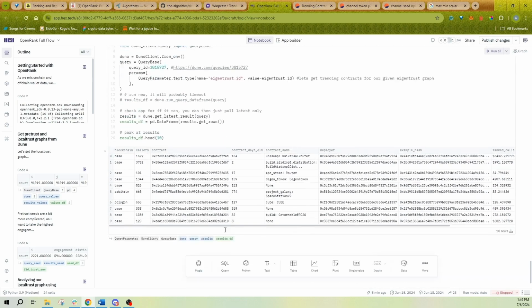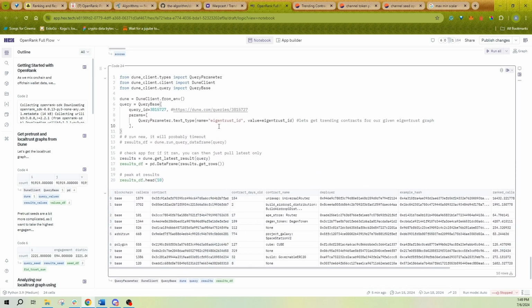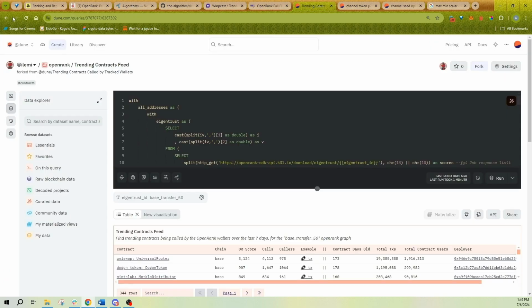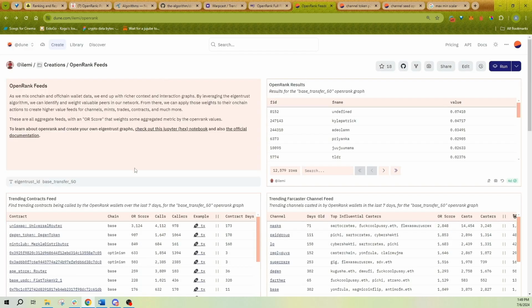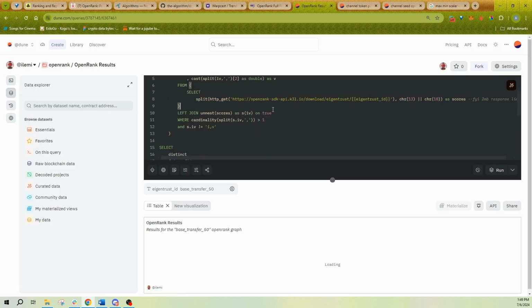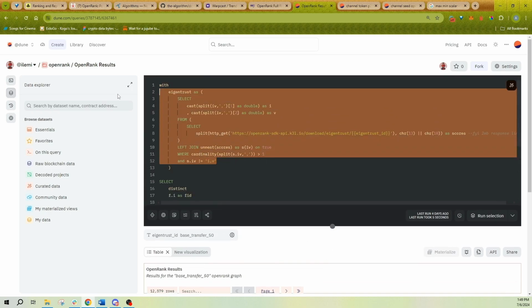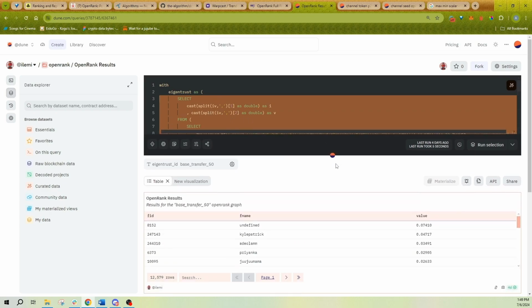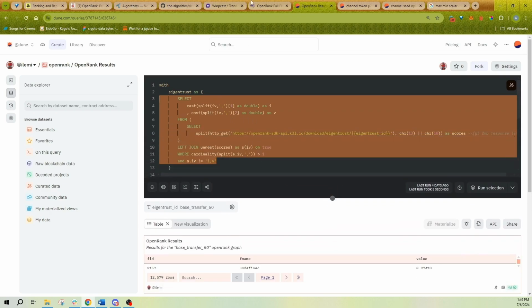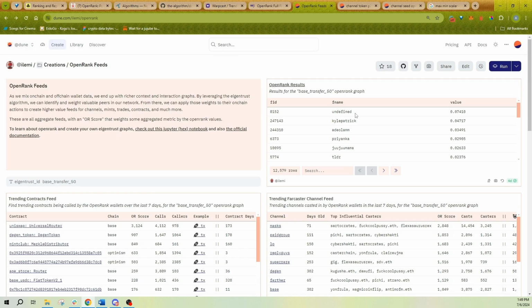I can call this graph and I can call the Dune API with a feed query I've put together and get an output of recommended contracts. This is exactly what this OpenRank feed dashboard is, where I've plugged in base transfer 50. I've actually called it in an API. So if you want to see how to get this OpenRank output in Dune, you can actually just copy this line of code here and query the output directly in Dune if you don't want to query it in a notebook for some reason.